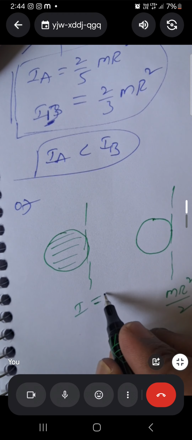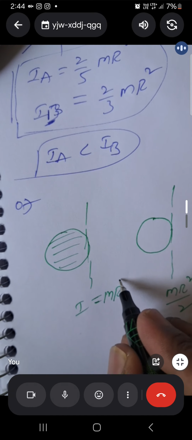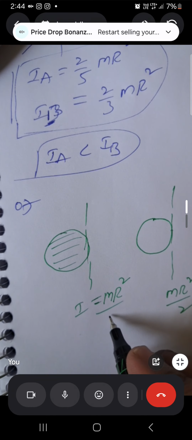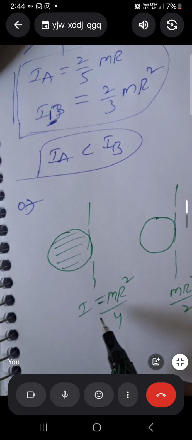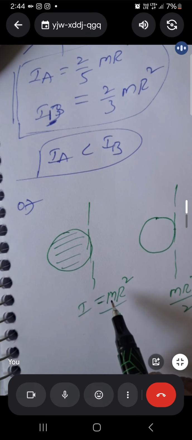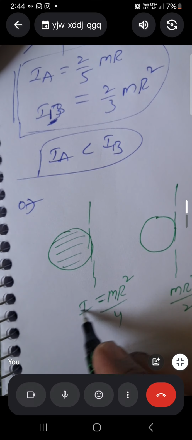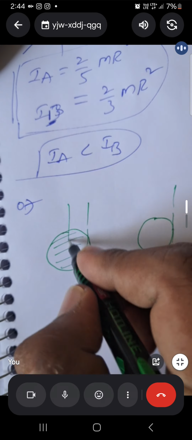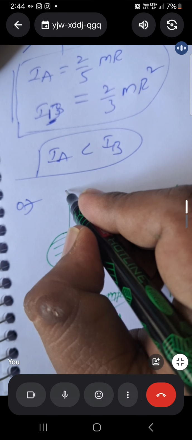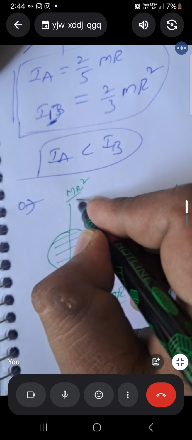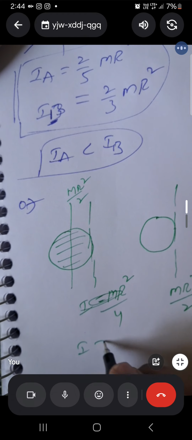Disk, already I said that it is mr square by 4, na. 3 by 2 mr square. Okay, correct. For disk, central mr square by 2 plus mr square, correct. Very good. This one, 3 by 2 mr square, very good.